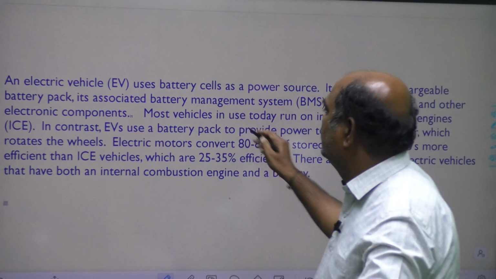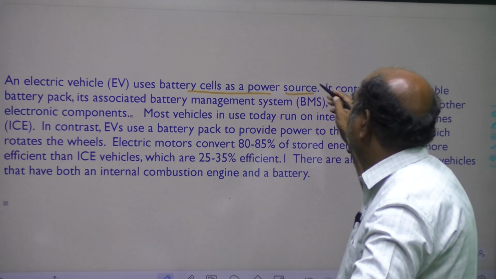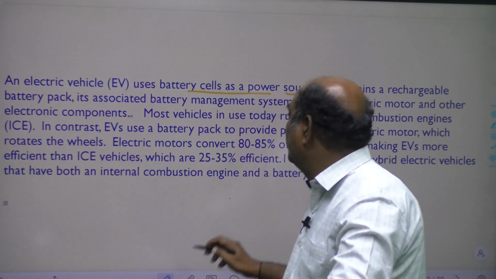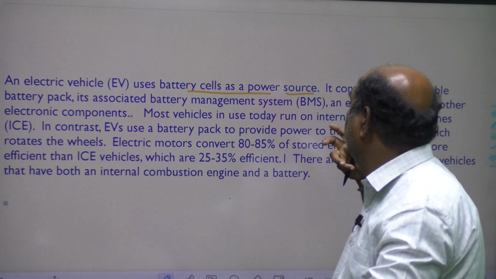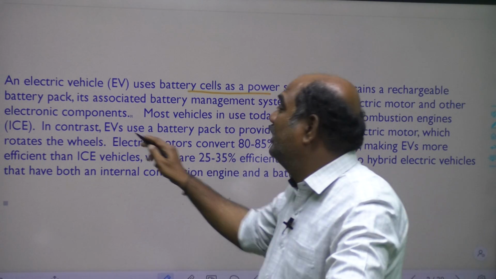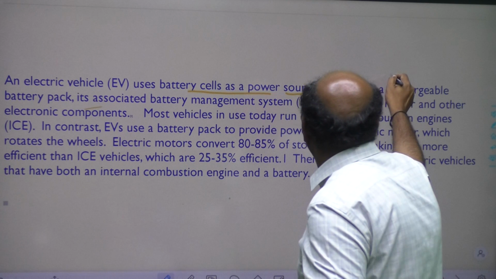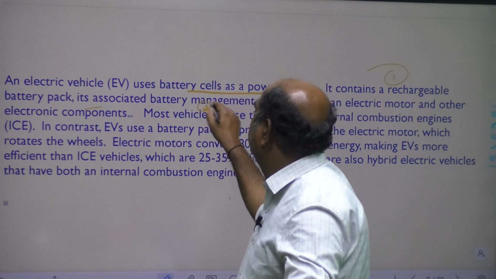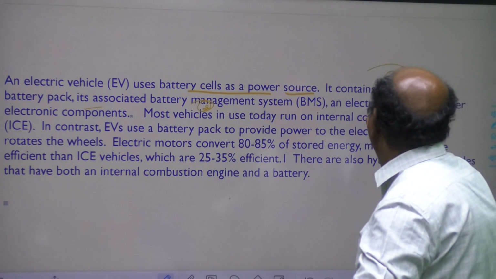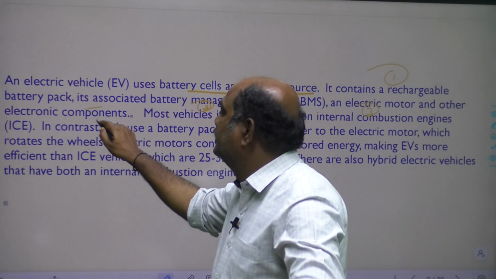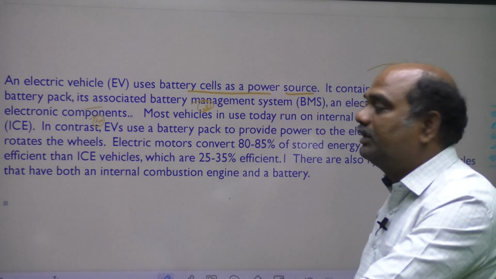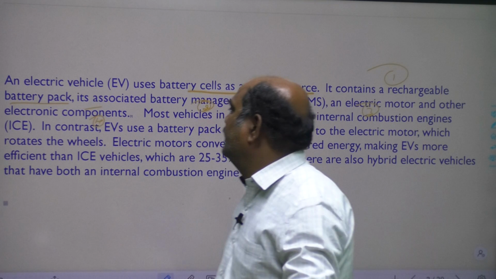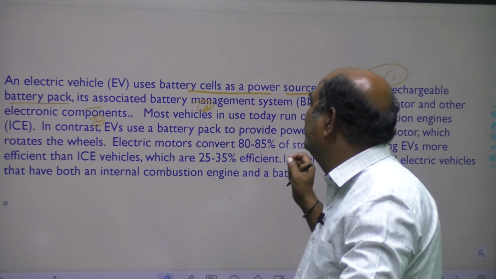An electric vehicle uses battery cells as a power source. Generally, electric vehicles use a battery source, so the power source contains a rechargeable battery pack and its associated battery management system, BMS, an electric motor, and other electronic components. These are the 4 components that can be seen in electric vehicles. Number 1, rechargeable battery pack. Number 2, associated battery management system.